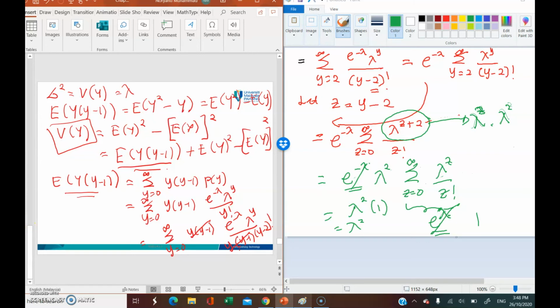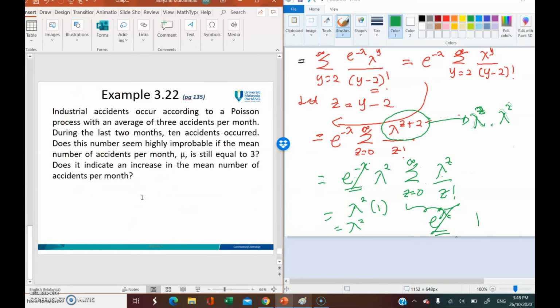Now this is an example, example 3.22, page 135. Industrial accidents occur according to a Poisson process with an average of 3 accidents per month. So you can see average, that means mu is equal to lambda, isn't it? So lambda here is 3 accidents per month. Because for Poisson you have a value for a certain time: month, week, and so on.